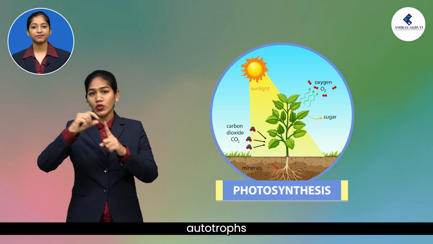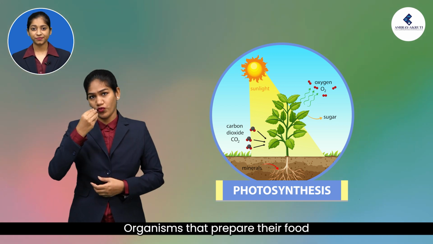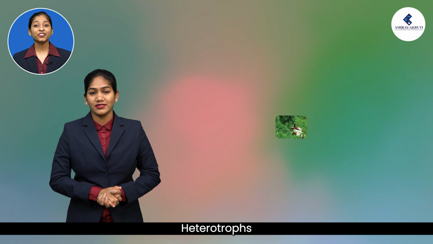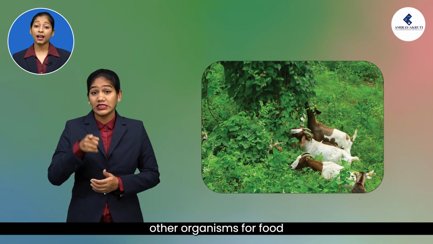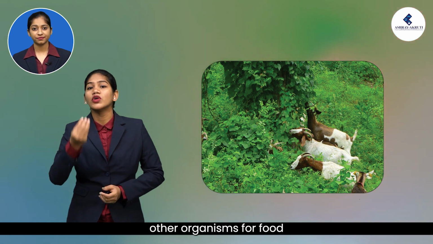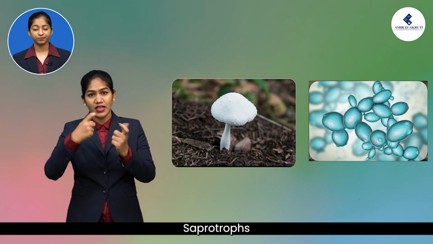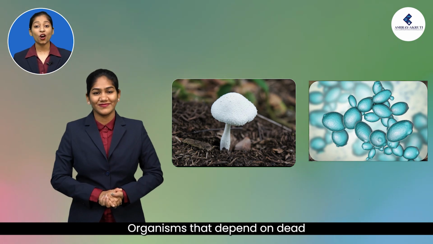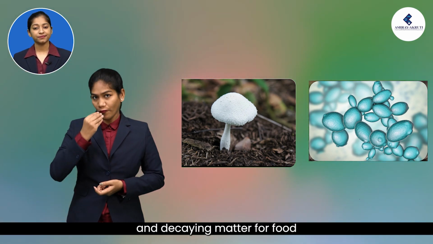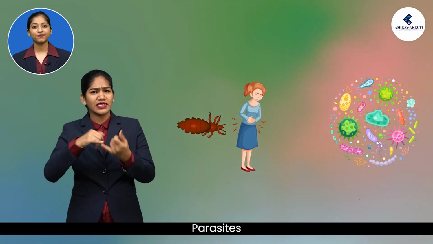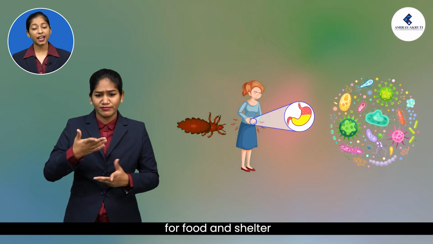Autotrophs: organisms that prepare their food. Example: plants. Heterotrophs: organisms depend on other organisms for food. Example: animals. Saprotrophs: organisms that depend on dead and decaying matter for food. Parasites: organisms that depend completely on other organisms for food and shelter.